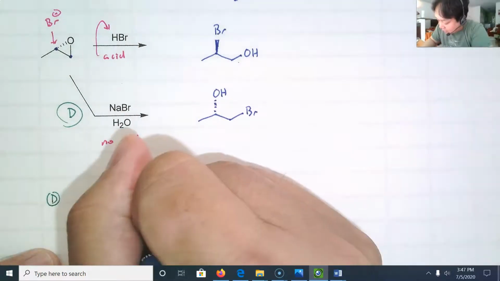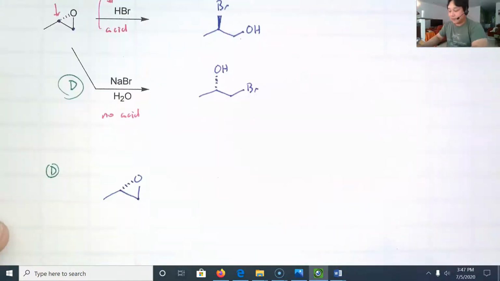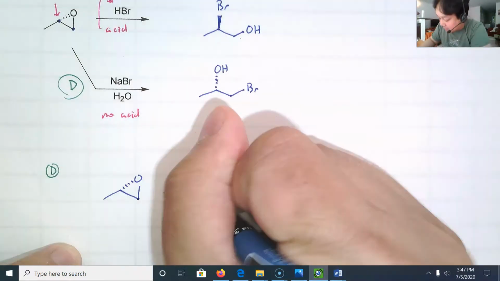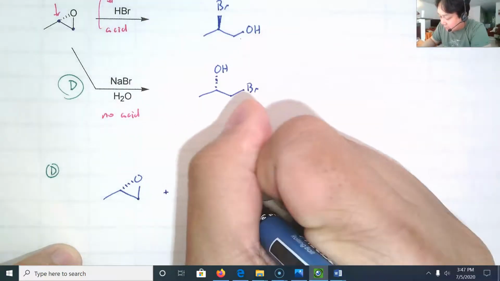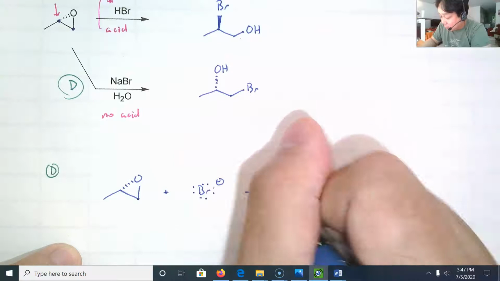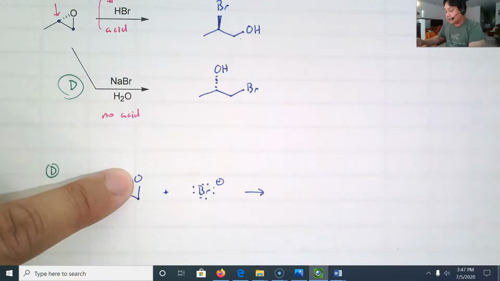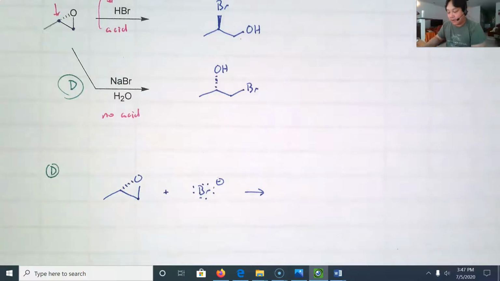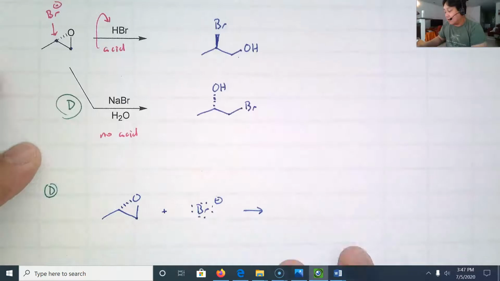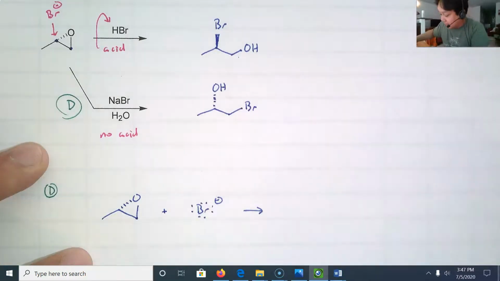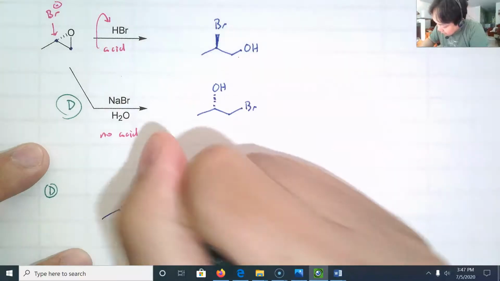I normally don't use wedges and dashes on a mechanism, but in this case, I'll make an exception just to show that the dash is going to stay dash. Why? Because without any acid, without this oxygen being protonated, your nucleophile, which you would have to know is Br minus, will attack the less substituted carbon. And then this will pop open.